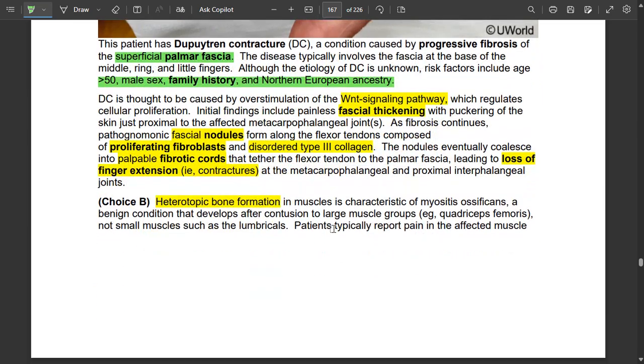Heterotopic bone formation in muscle is characteristic of myositis ossificans, a benign condition that develops after contusion to a large muscle group such as the quadriceps femoris.